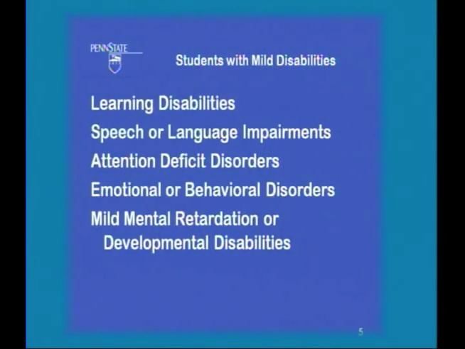Students with mild disabilities are generally categorized into 5 types of disabilities: learning disabilities, speech or language impairments, attention deficit disorders, including attention deficit hyperactivity disorder or ADHD, emotional or behavioral disorders, and mild mental retardation, or as it is known more recently, developmental disabilities.